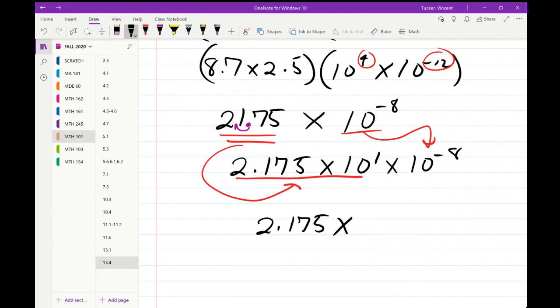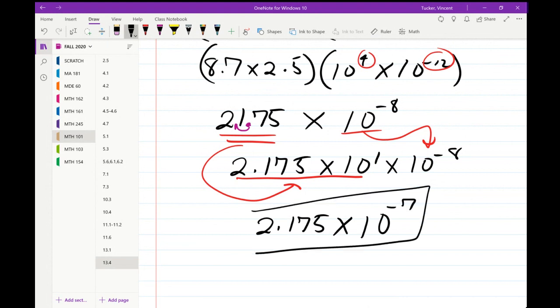And then once again, we can add our exponents, the exponents of the pieces that have 10 as a base. There you go. So that's 1 plus negative 8, which would be negative 7. So that would be the answer.